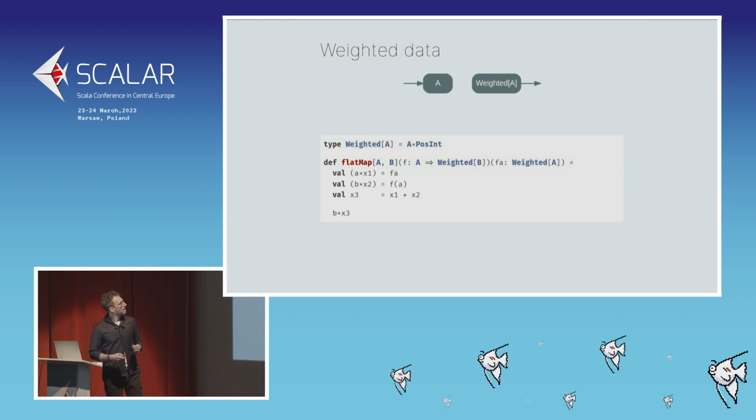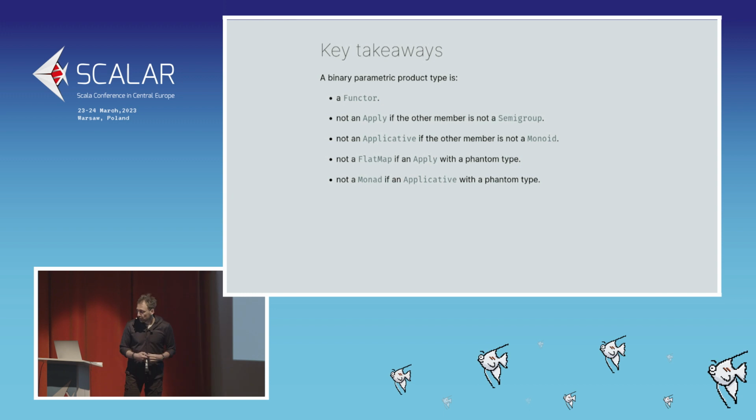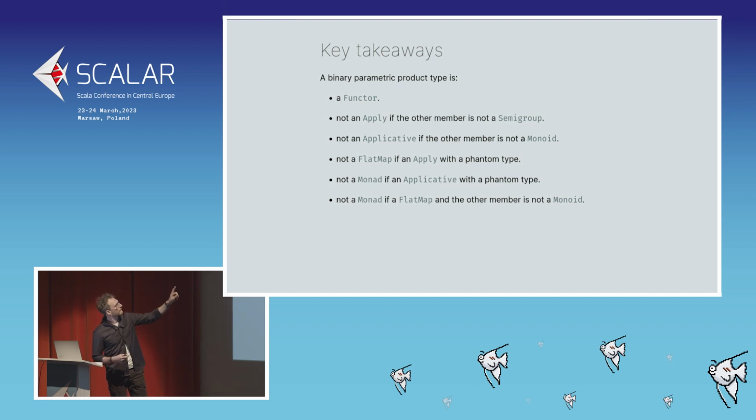And I believe this is all I wanted to show you. We have reached the point where we've seen all of the counterexamples. The last point was a product that is a monad. Sorry, a product is not a monad if it's a flat map and the other member is not a monoid.